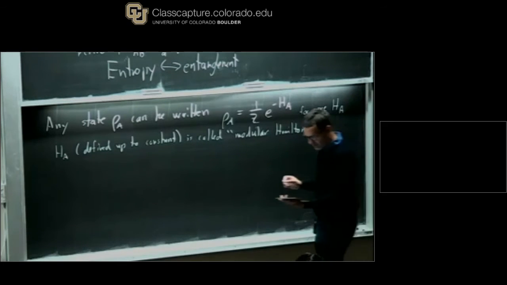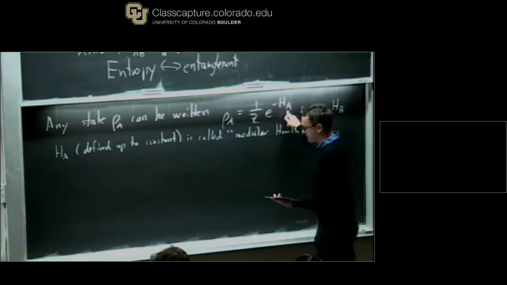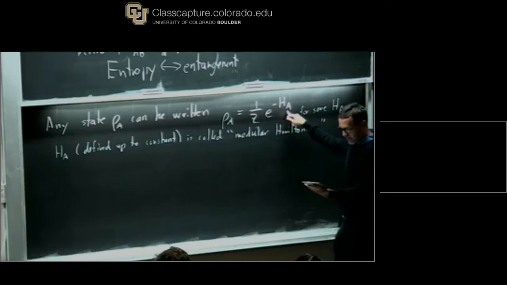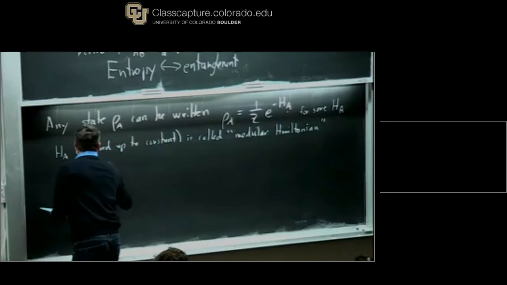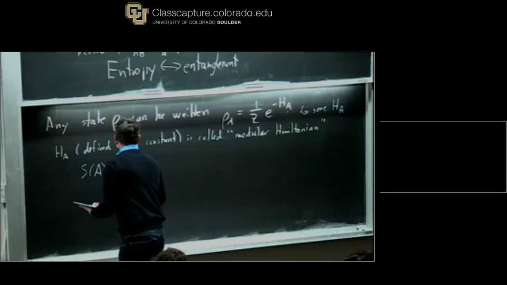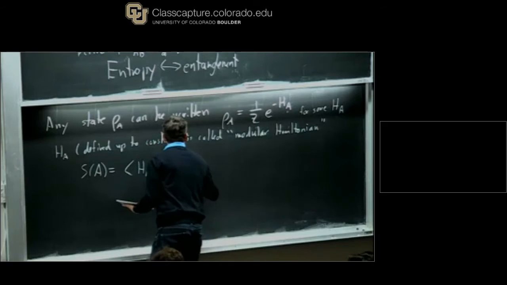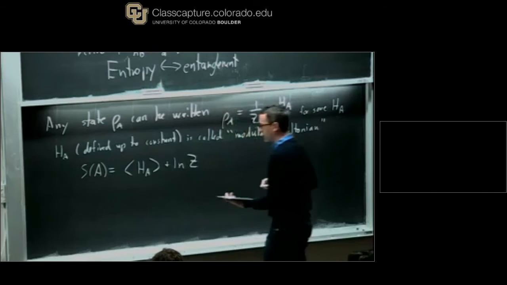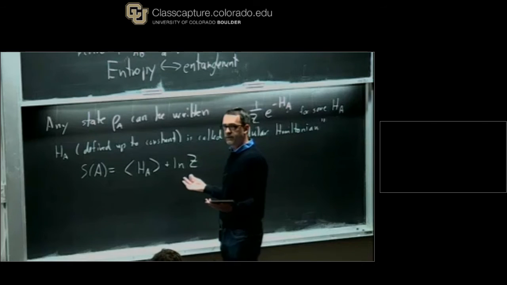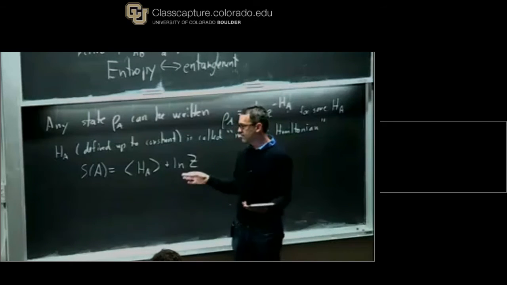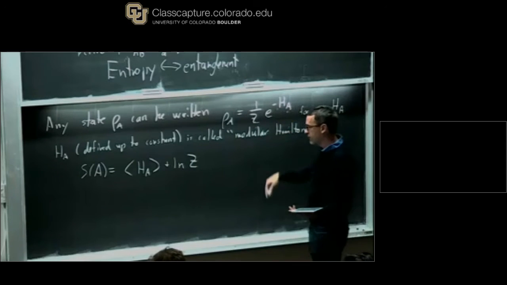Now, if we manage to do that, if we manage to know what this is somehow, if we're clever enough, then the entropy is just the expectation value of H_A plus log Z. So this is the usual formula from high school. Free energy is E minus TS. This is like that. This is F. And I've set the T to be 1.